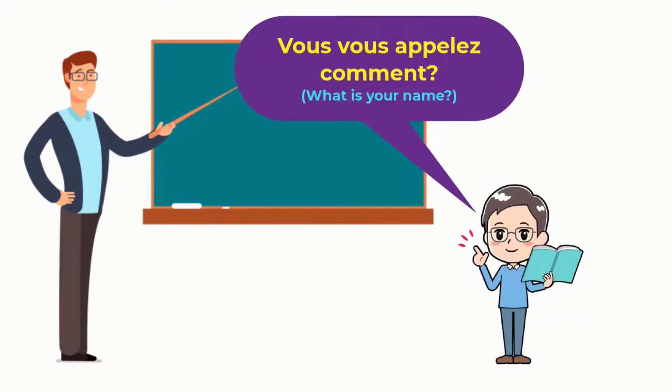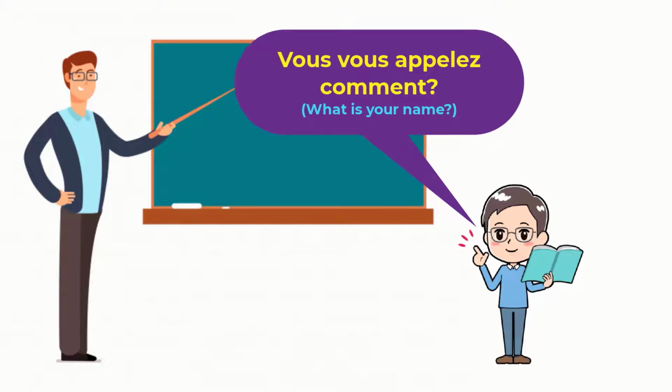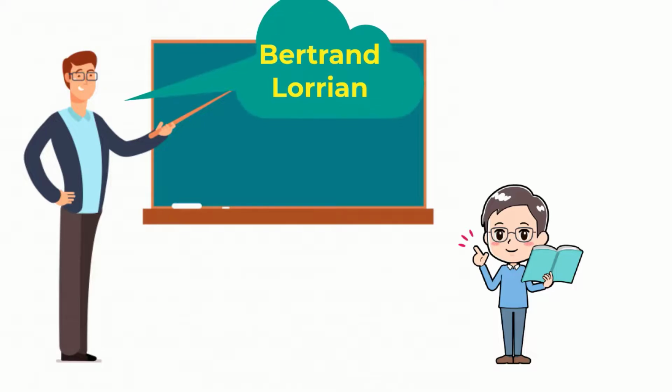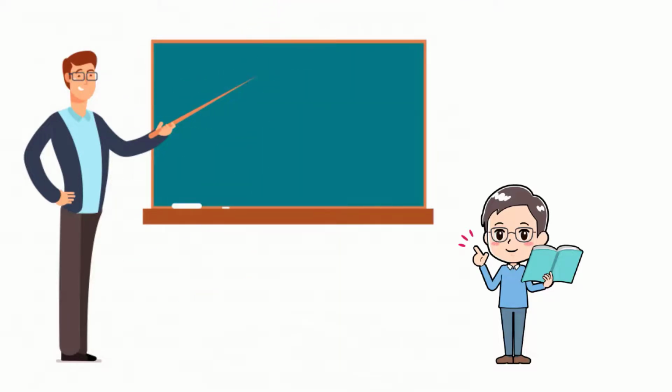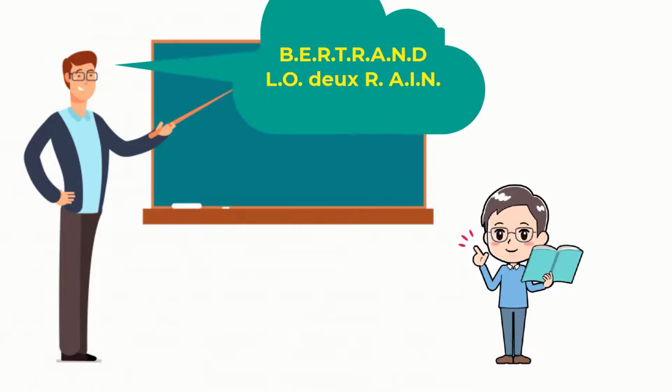So the next one now. Vous vous appelez comment? Again, what is your name? Don't be confused, this comment we can put in front of the statement or at the end. Comment vous appelez-vous or vous vous appelez comment? The words are there, but we are just changing their place. The meaning is the same. What is your name? Bertrand Lauren. Appelez s'il vous plaît. Spell it please.